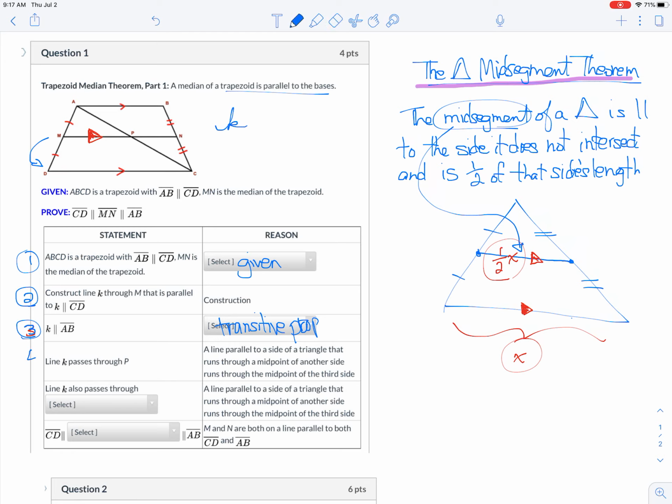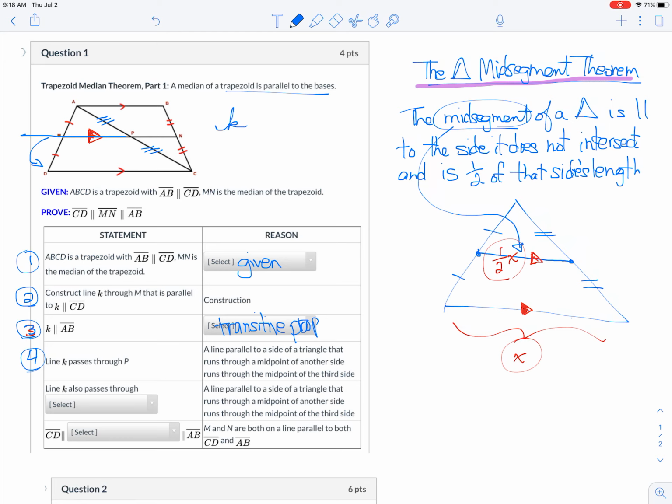Line 4, K passes through P because, thank you for that reason, a line parallel to a side of a triangle that runs through the midpoint of another side runs through the midpoint of the third side. So if it's parallel and if it hits one side, it then cuts the other side into equal pieces. I'm going to put congruent pieces there.